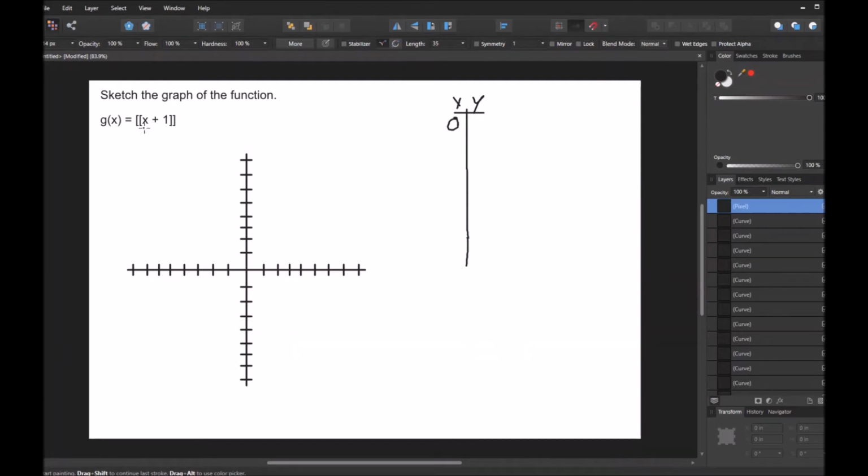So if I plug in 0, 0 plus 1 is 1, and the greatest value integer less than or equal to 1 is 1. So I have the point 0 comma 1. And then if I plug in 1 for x, then I have 1 plus 1 is 2, and the greatest value integer less than or equal to 2 is 2. So we have 1 comma 2. And we can even go one further to the right and say 2 plus 1 is 3, and the greatest value integer less than or equal to 3 is 3, giving us the point 2 comma 3.